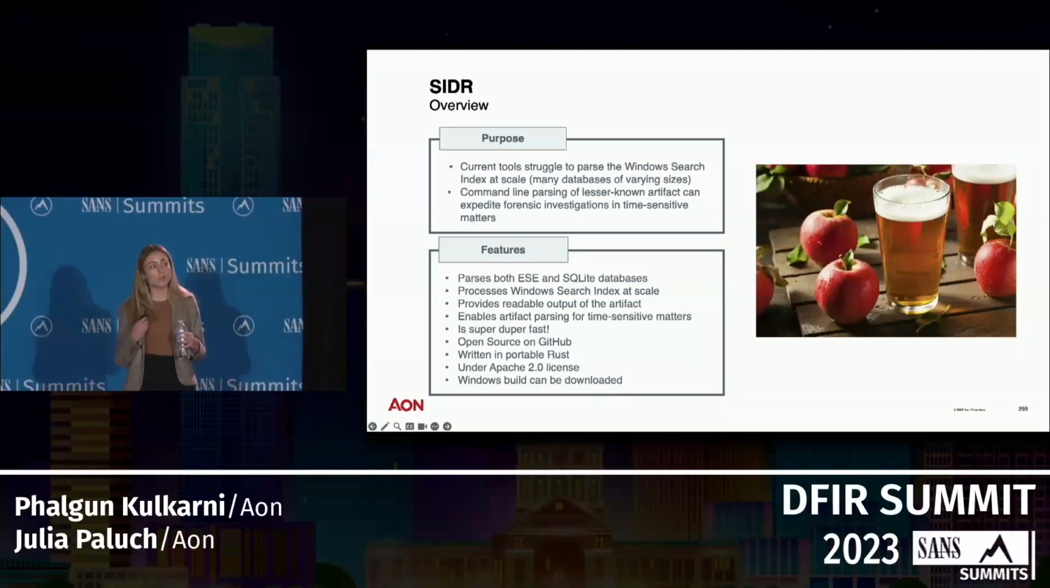And if you are doing a time-sensitive matter and you have tight deadlines, this tool is really fast because it's written in Rust, or that's one of the reasons why it's fast. It's open source on GitHub. So if any of you are developers and you're interested in contributing, I encourage you to take a look and open up some PRs for us. It's under the Apache 2.0 license. And if you don't feel like compiling it on your system, you can download a fresh build that we uploaded to GitHub today.